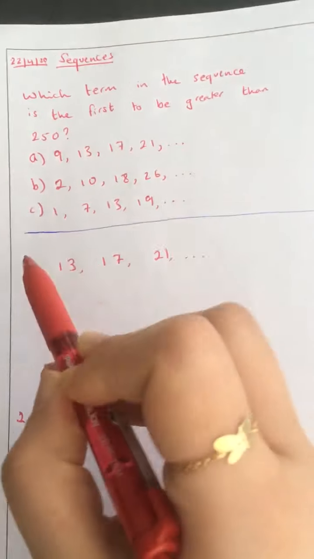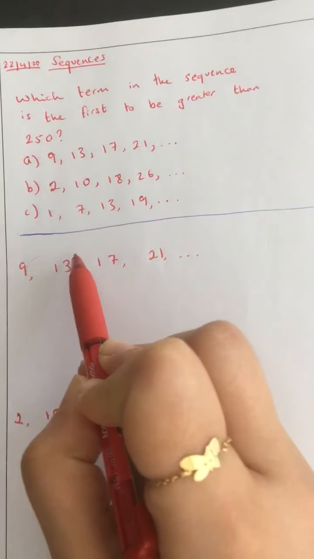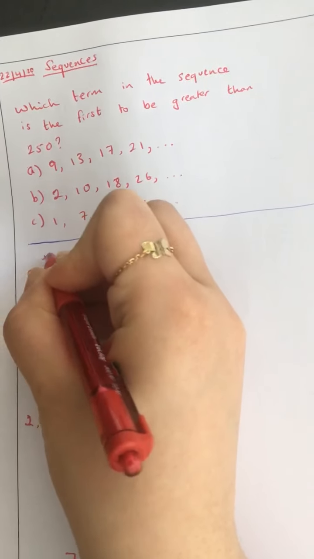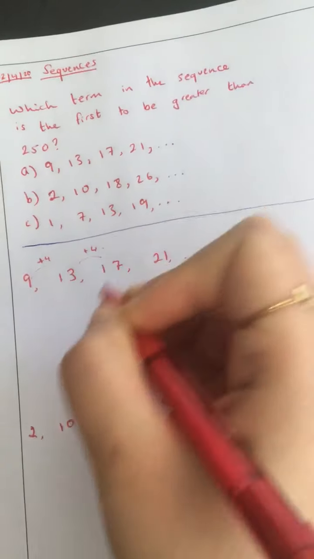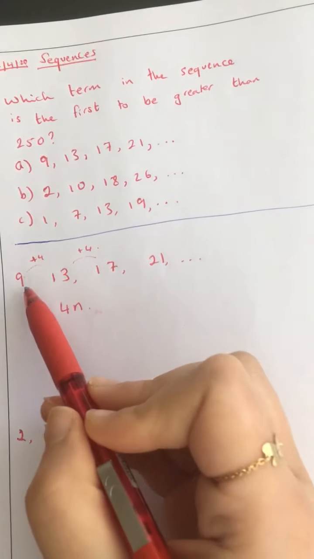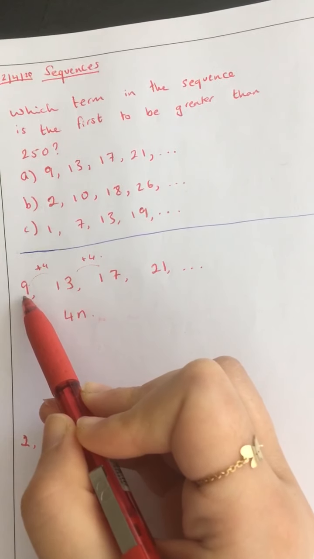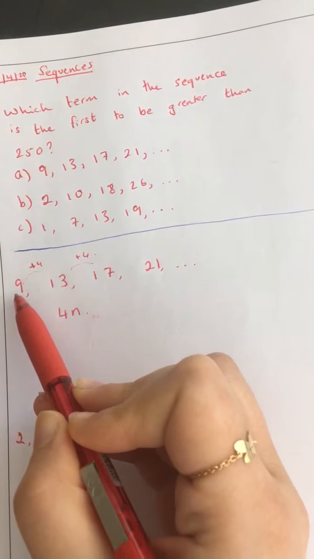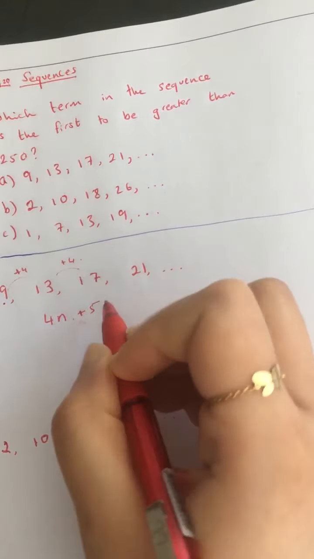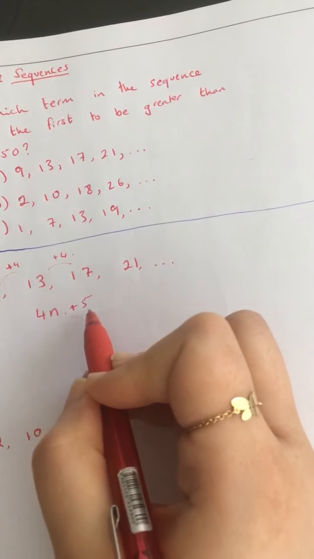I have the first sequence. I notice that the sequence is increasing each time by 4. So my first step is writing 4n. Then I want to find the zero term. So the first term is 9, the term before that is going to be 9 take away 4, which is 5. So the nth term formula for this sequence is 4n plus 5.